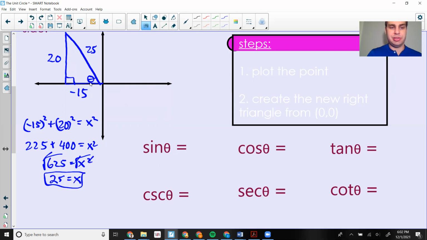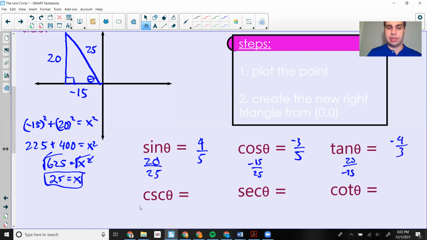All right, so sine compared to my angle theta down here, sine is opposite over the hypotenuse. In this case, 20 over 25. And if you can simplify this, please do so. 20 divided by 25 is the same as 4/5. Okay, 4/5. Cosine of theta, that's going to be -15 over 25, which simplifies to be -3/5. And tangent of theta would be 20 over -15, which simplifies to be -4/3.